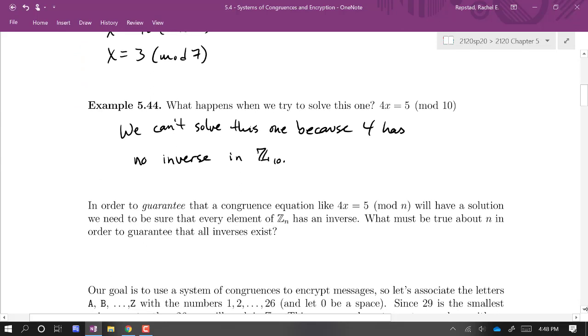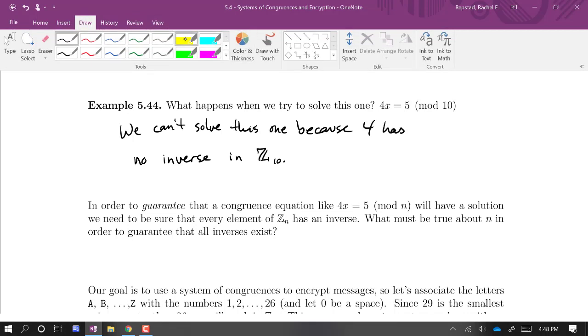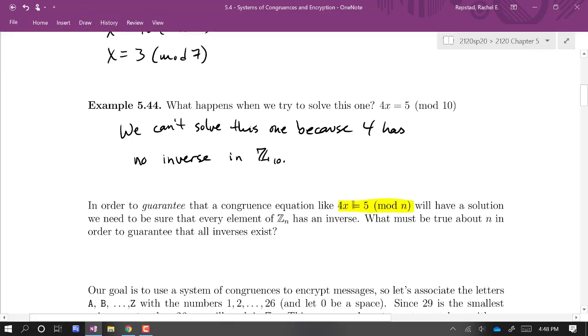So if I wanted to guarantee that I could always solve an equation that looks like 4x equals 5 mod n, that means I want to be able to always find an inverse of something mod n, right? And in order to guarantee that all inverses exist in Zn, the only way that happens is if all the elements of Zn are relatively prime to n. The only way that happens is if n is prime. So if I want to guarantee that all inverses exist in Zn, then n must be prime.